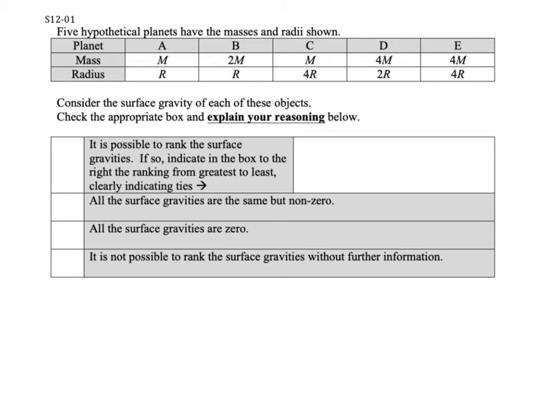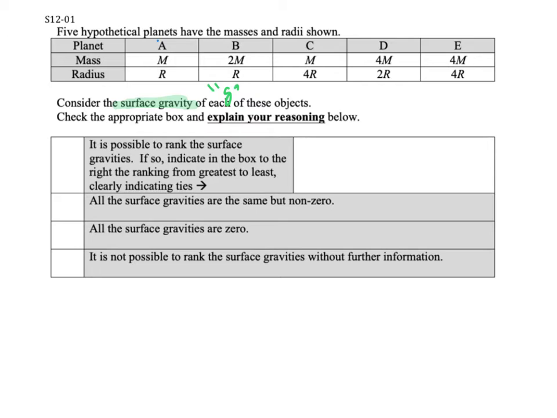Chapter 12, Sample Problem 1. Five hypothetical planets have the masses and radii shown below. Consider the surface gravity of each of these objects and check the appropriate box. So, first, a couple of things to really point out here. One, we're looking for the surface gravity, or the g, that you have on each planet.